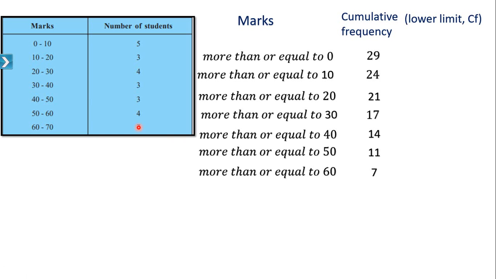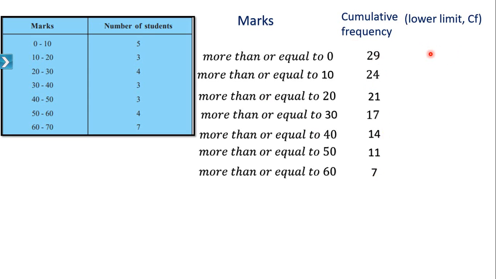Or you can start to add from here. If you want more than type cumulative frequency distribution table, start to add the frequencies from the bottom, that is here, write 7, then 7 plus 4 is 11, 11 plus 3 is 14, 14 plus 3 is 17, 17 plus 4 is 21, 21 plus 3 is 24, then 24 plus 5 is 29. So, you can start to add the frequencies from the bottom. So, you will get more than type cumulative frequency distribution table.